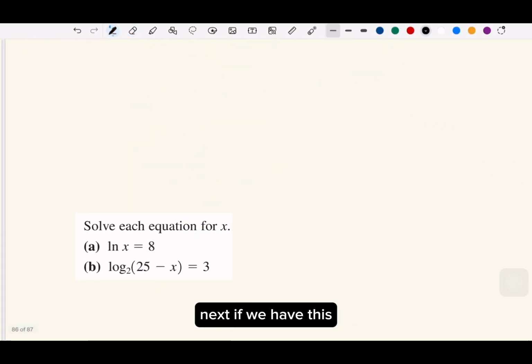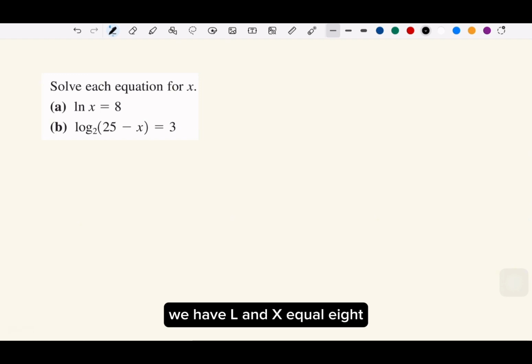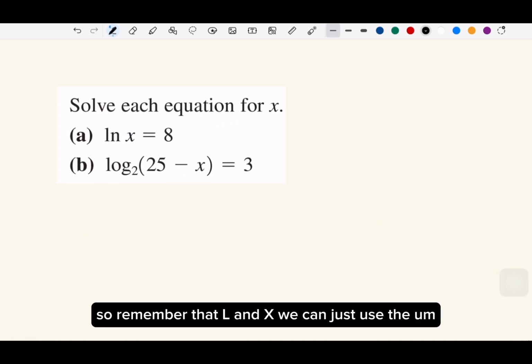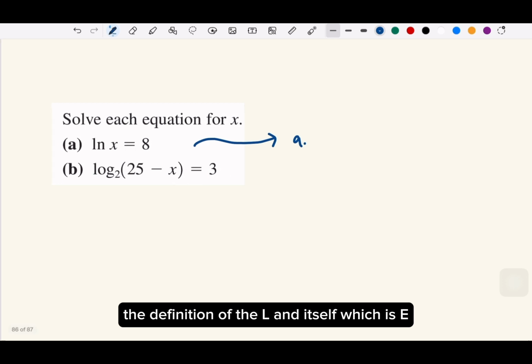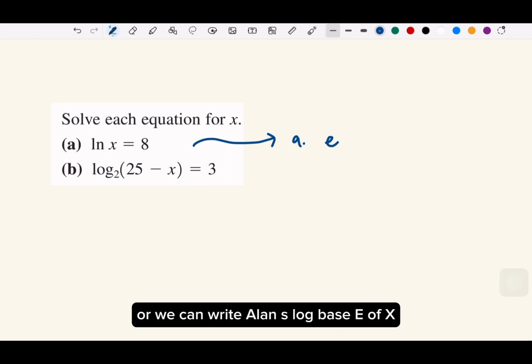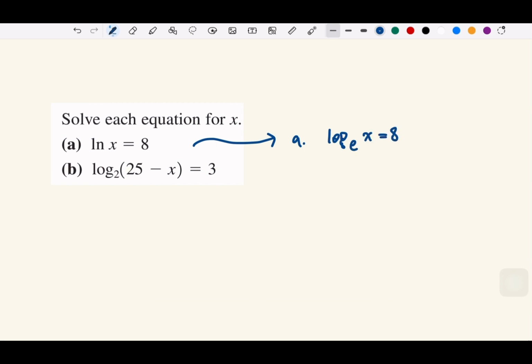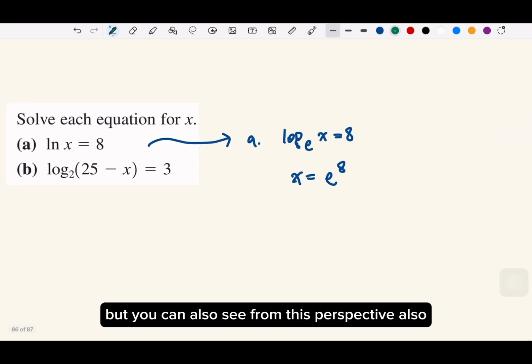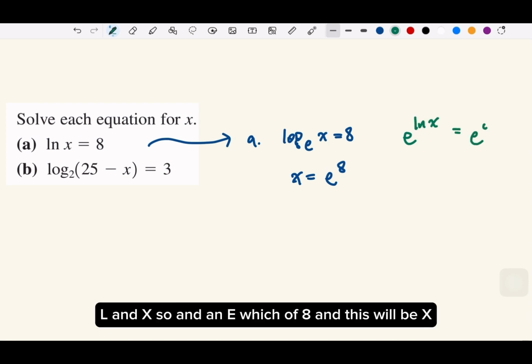Okay, next, we have ln x equals 8. So remember that for ln x, we can just use the definition of ln itself, which is log base e of x. So x is e to the power of 8. But you can also see it from this perspective: we can raise e to the power of those numbers, ln x, so e to the power of ln x, and 8, and this will be x.